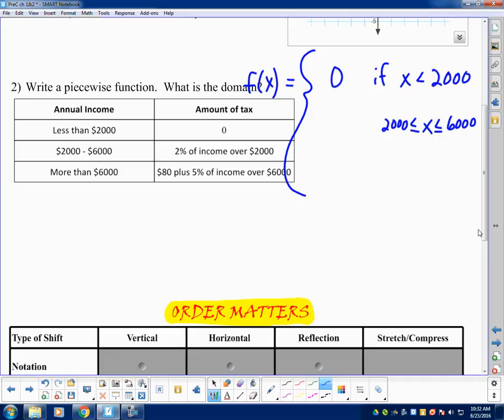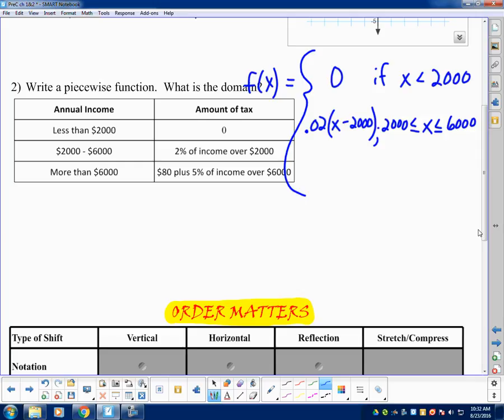So what we're going to do is subtract $2,000 from the annual income. So for example, if the annual income is $3,000, we only want to take 2% of the money above 2,000. So 3,000 minus 2,000 would be 1,000. So we'd take 0.02 of that 1,000. So it looks like this: 0.02 times x minus 2,000. And I'm going to put a little semicolon there.